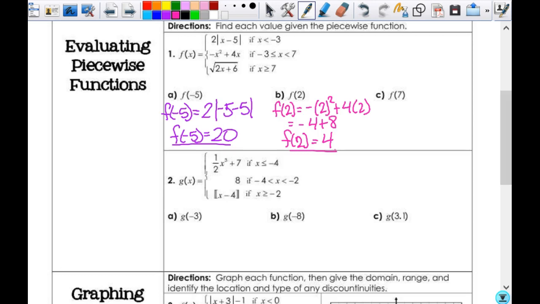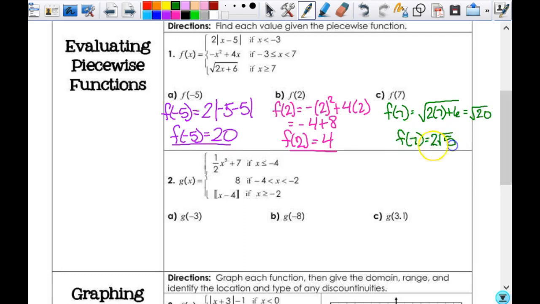All right, and so then 7, f of 7. Well, there's a 7 here, but it's not included, right? So it goes in that last part. f of 7 is equal to the square root of 2 times 7 plus 6. So 2 times 7 is 14 plus 6 is 20. And then the square root of 20 is what? 2 square root of 5.